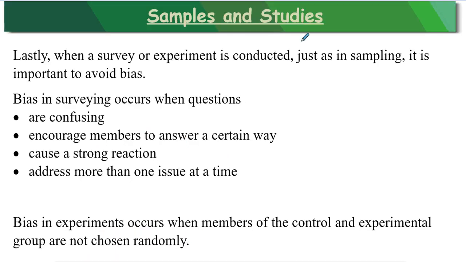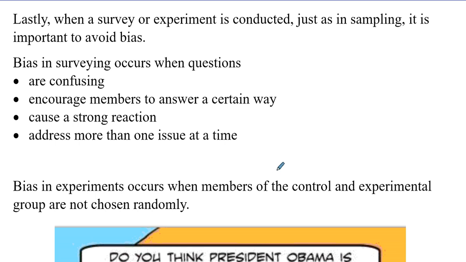Lastly, when a survey or experiment is conducted, just as in sampling, we obviously want to avoid bias. Bias in surveying occurs when questions are confusing, they encourage members to answer a certain way, if they cause a strong reaction, or if they address more than one issue at a time. All of those are ways that bias can be introduced in asking questions. Bias in experiments occurs when members of the control and experimental group are not chosen randomly. That means that the groups are inherently different.